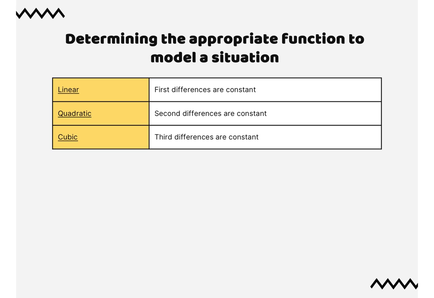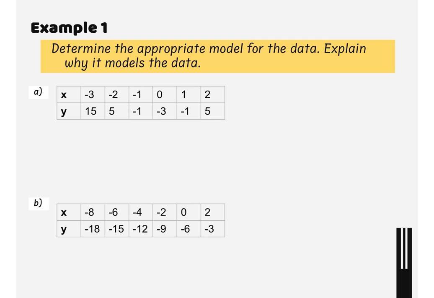So it literally starts with what we already know: if data is given to you, and the first difference on that data is the same, then that data is best represented by a linear model. If the second difference is the same, then quadratic should work. And if the third difference is the same, then it would be cubic. So we start with just that. Determine the appropriate model for the data and explain why it models the data.